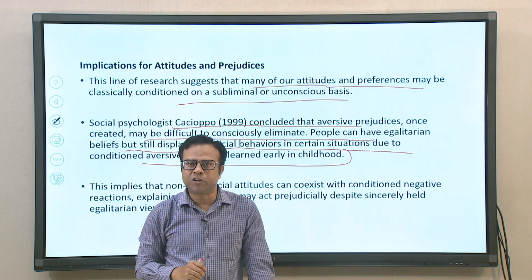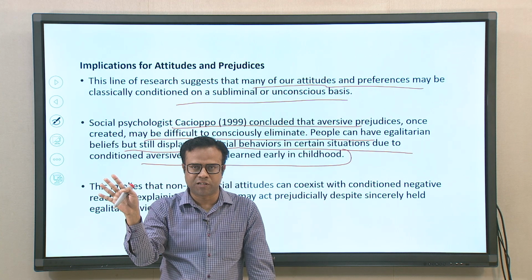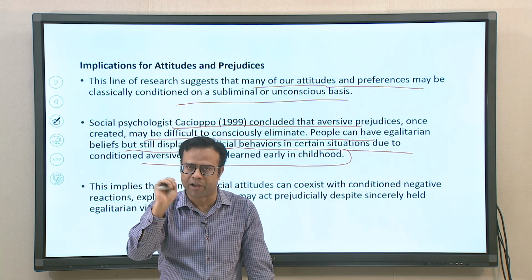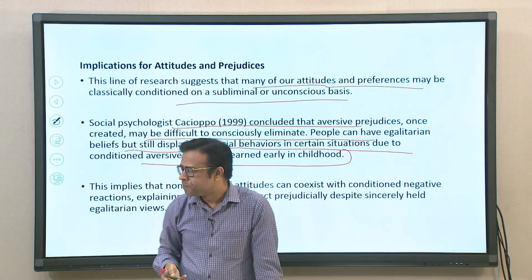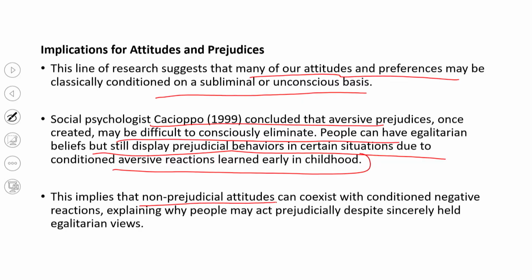When you speak to them, they may show no bias, but in behavior you may see that people are actually still biased. It may be very deep rooted. This implies that a non-prejudicial attitude can coexist with conditioned negative reactions. You may say that you do not have any bias, but you may still react very negatively, which explains why people may be prejudiced despite sincerely held egalitarian views. So, what people say and what people do may differ because of this reason.